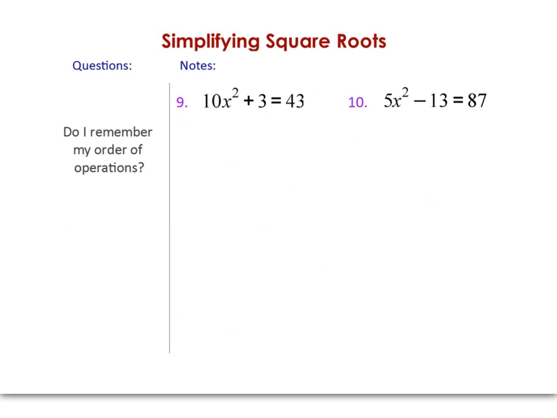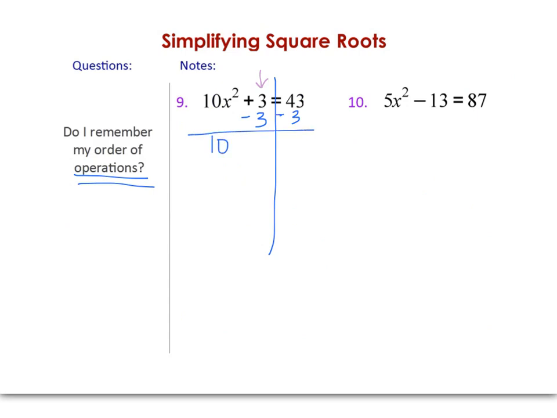So let's take a look at these. These are a little bit more in depth, maybe multi-step problems, not just one step anymore. So if I'm trying to get x squared alone on one side of my equal sign, if I remember my order of operations to move things over, I start from the farthest piece and then work my way to my x. So the first thing I do is subtract 3 from both sides.